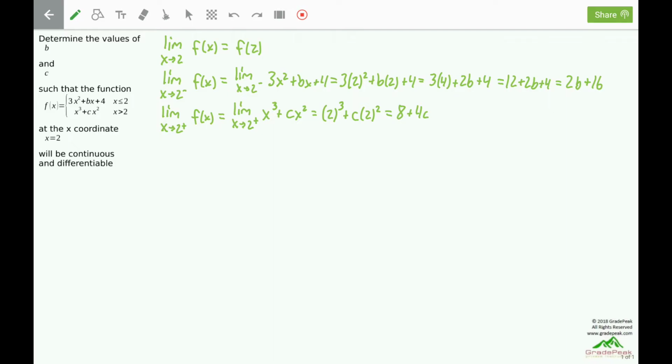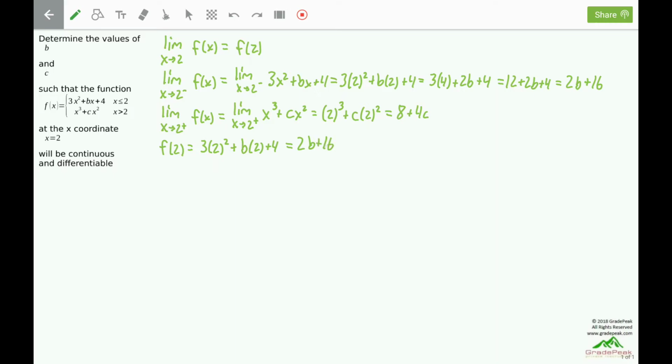The last thing we need for continuity is to evaluate f of 2. And f of 2 will be the one that includes 2, and that'll be that expression there. And 2 gets plugged in for each of the x's. That'll be 3 times 2 squared plus b times 2 plus 4, which is the same result as the left-sided limit at 2. So this will once again become the 2b plus 16.